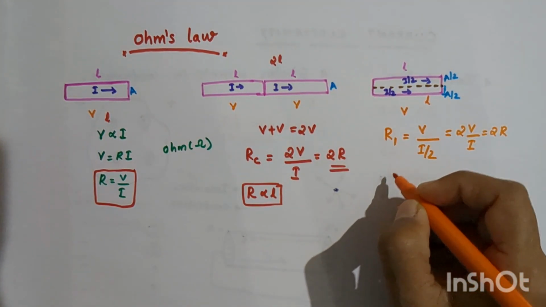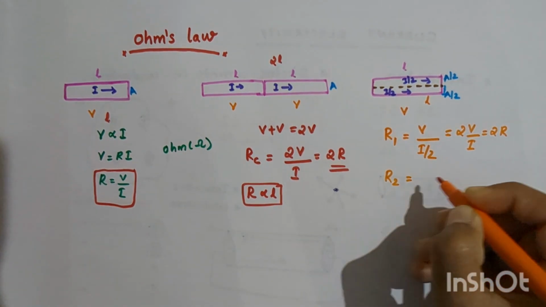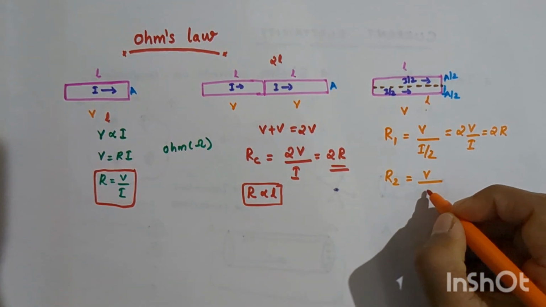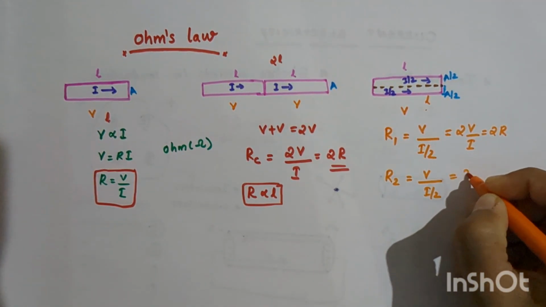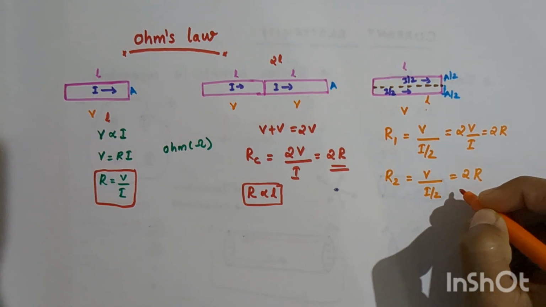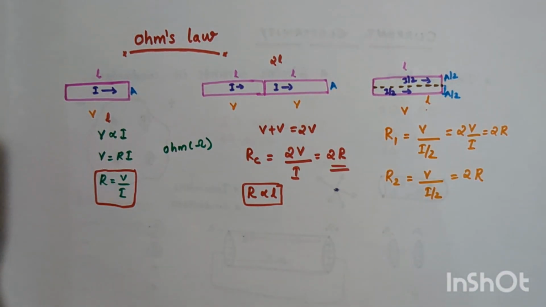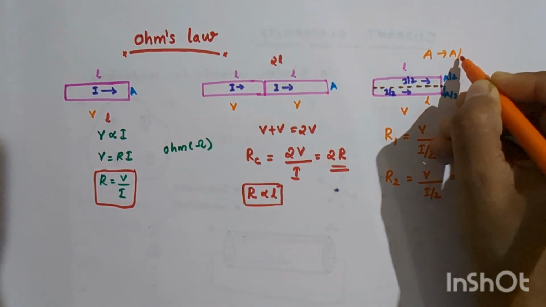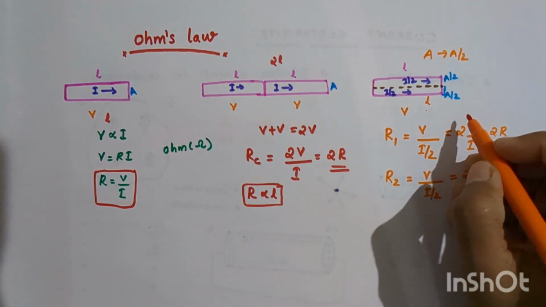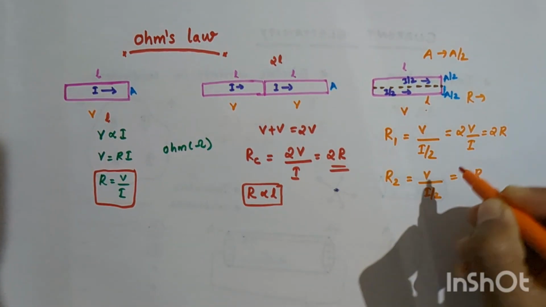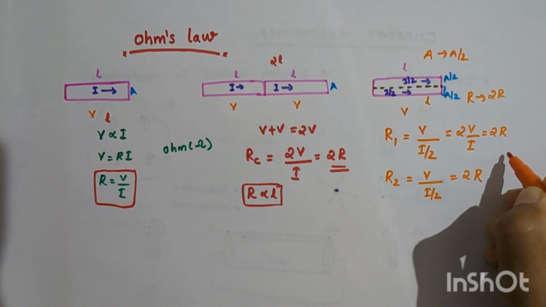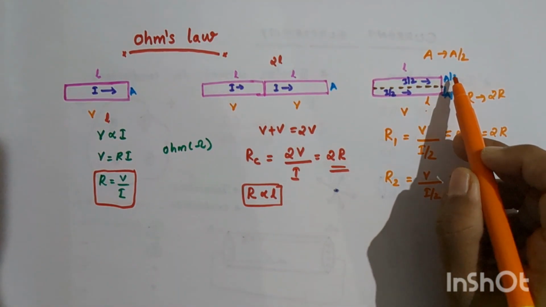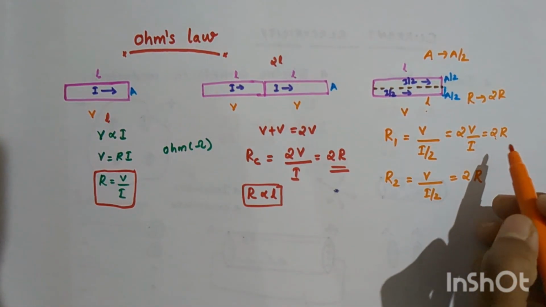Similarly, the resistance of the second slab, R2, will be equal to the potential difference across it, V, because it is like a parallel combination, divided by current through it, which is I by 2. So this also becomes 2 into V by I, which is 2R. Here you see, in this case, the area of cross section became A by 2. And what happens to the resistance? Resistance became 2R.